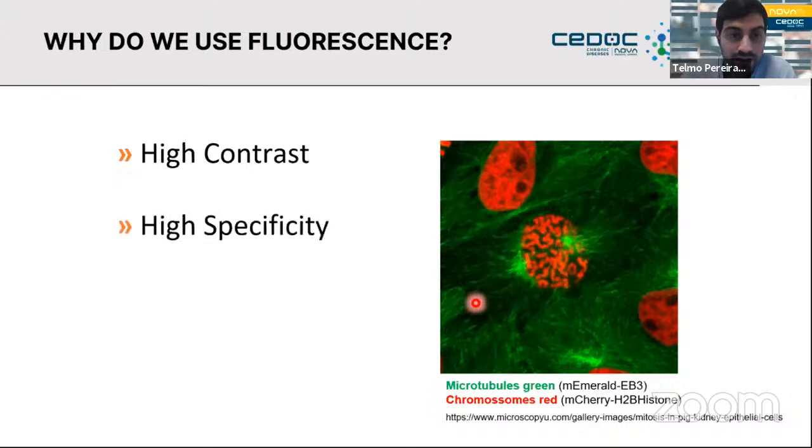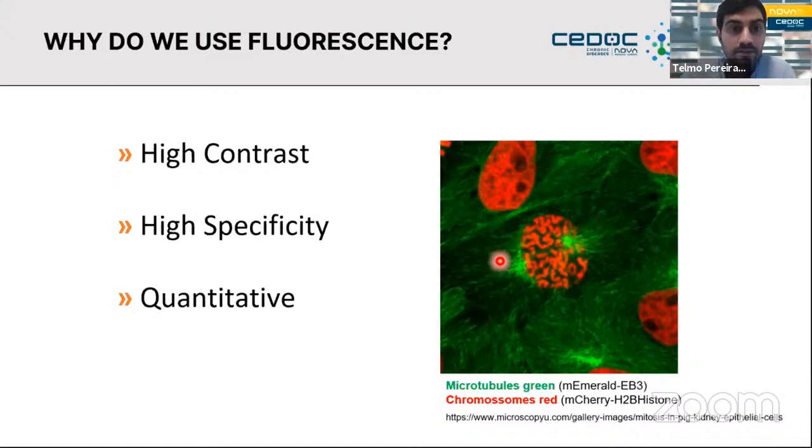So another advantage that you can also see in this image is that it's highly specific. So when you make a fusion protein with a fluorescent probe, or you do some antibody staining, you can see specifically your structure. You can observe exactly different places in the cell, different compartments, etc. So you can target whatever you want at this moment in your specific sample.